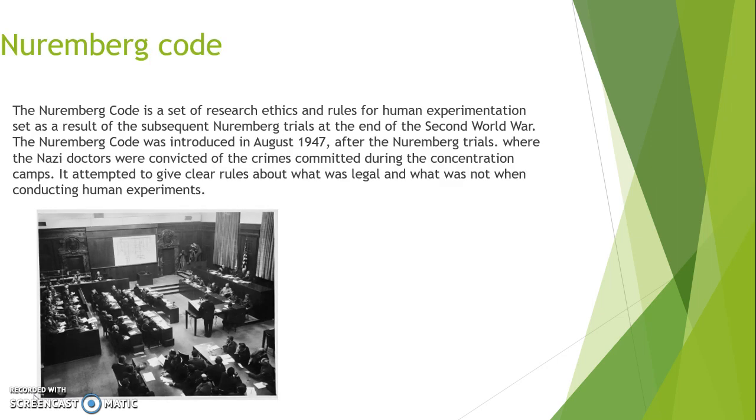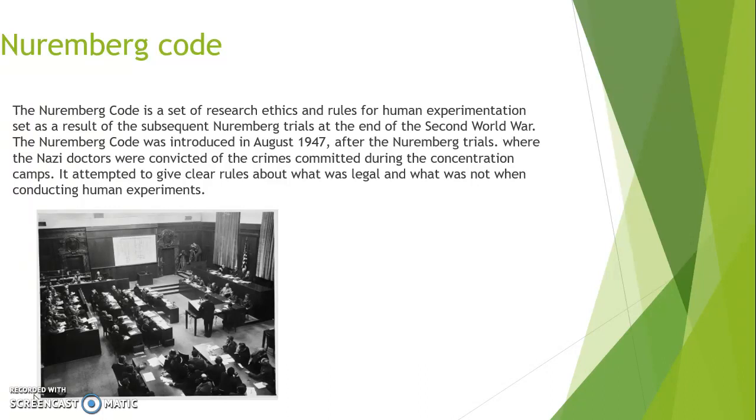The Nuremberg Code. The Nuremberg Code is a set of research ethics and rules for human experimentation, set as a result of the subsequent Nuremberg trials at the end of the Second World War. The Nuremberg Code was introduced in August 1947 after the Nuremberg trials, where the Nazi doctors were convicted of the crimes committed during the concentration camps. It attempted to give clear rules about what was legal and what was not when conducting human experiments. The Nuremberg Code has 10 rules to it, or codes.